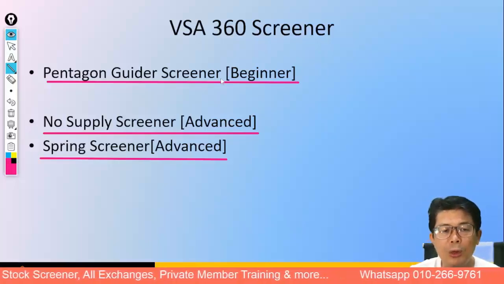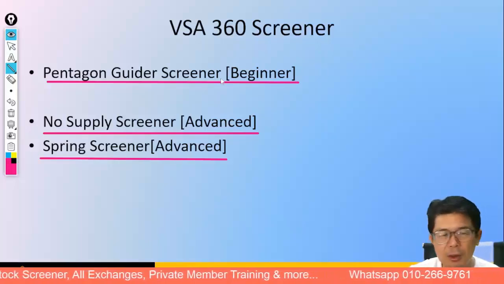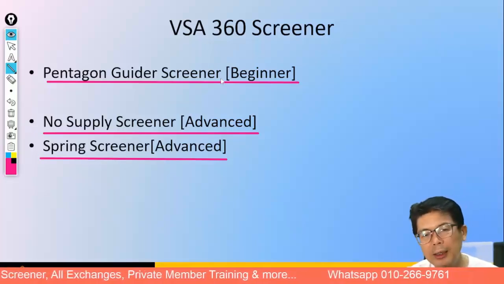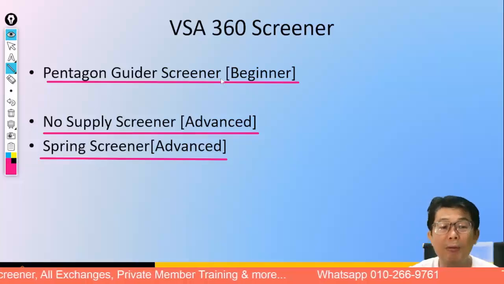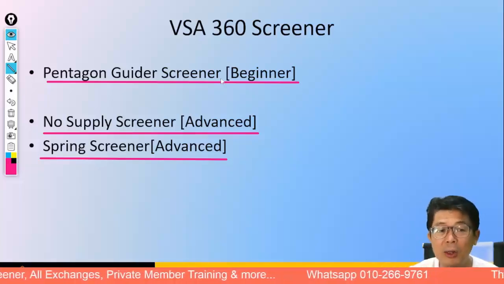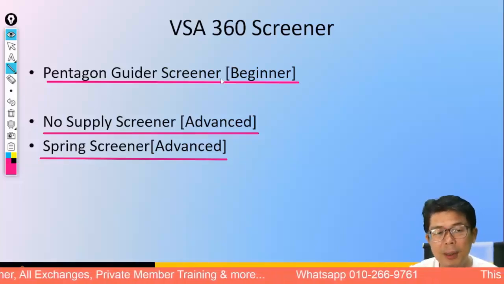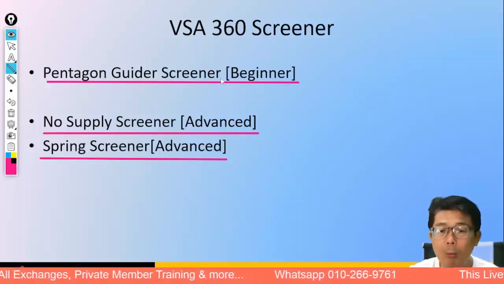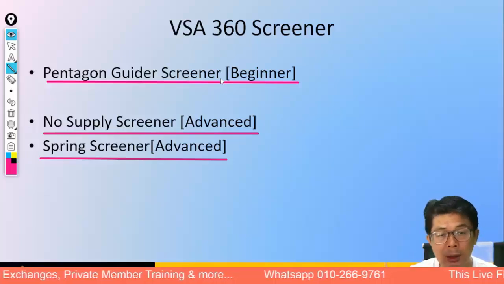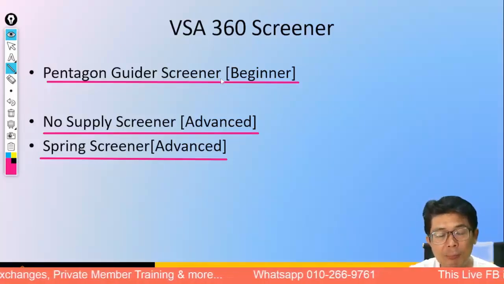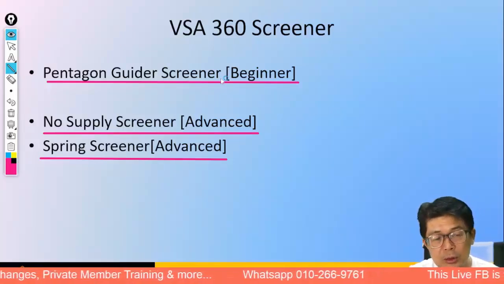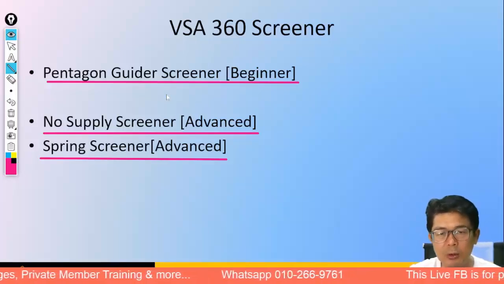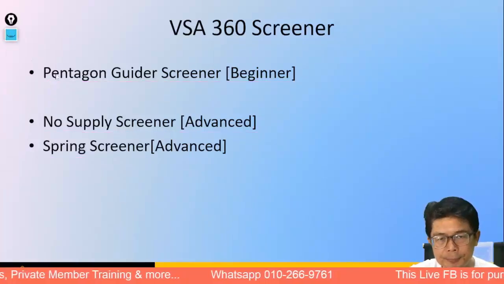So this is a very important part. But if you want to have a bit of a mixture, you want to play around with it, hey, I feel that I don't want to trade the Pentagon guided because I have to be very, very disciplined. I have to buy on the green Pentagon when it first appeared, or maybe 1 bar or 2 bars after the Pentagon. How about when I want to trade in between? That's where the no supply screener and also the spring screener come in. So tonight we'll be looking at this screener.